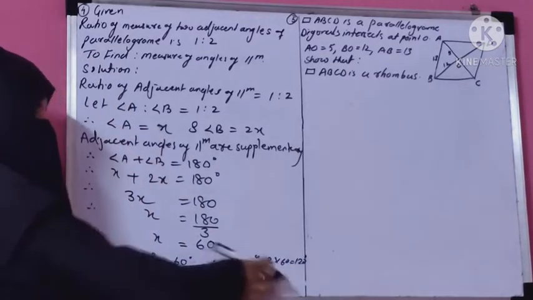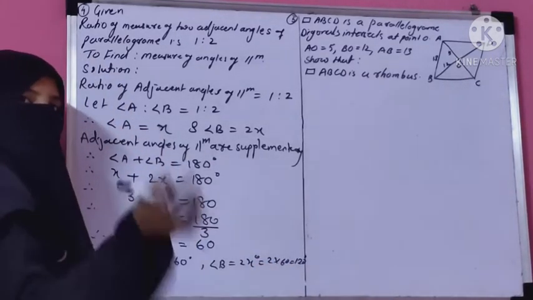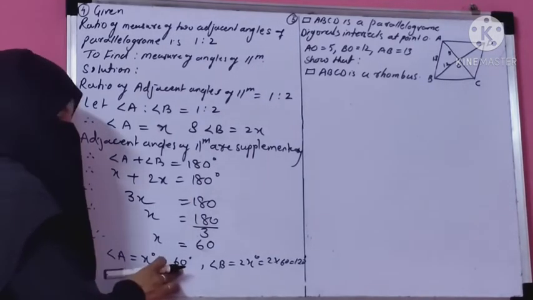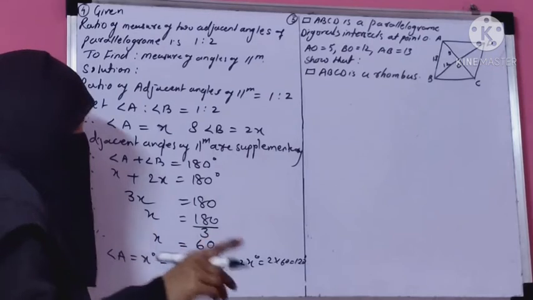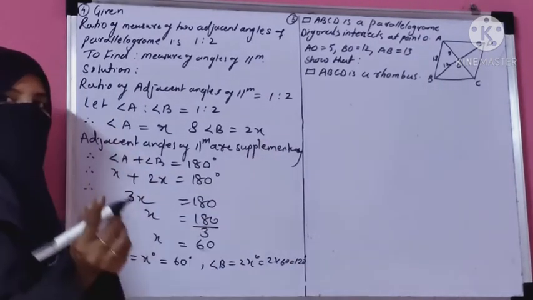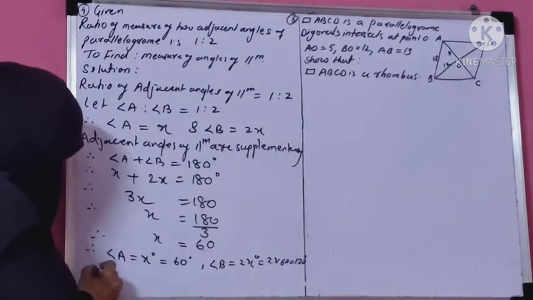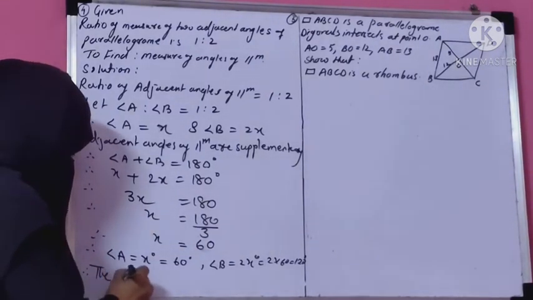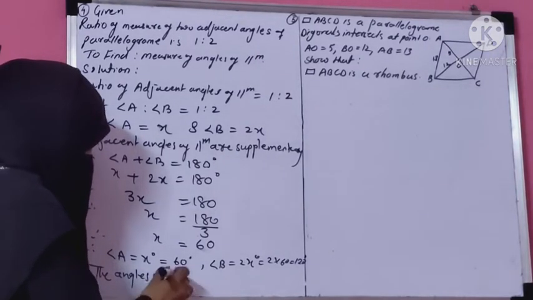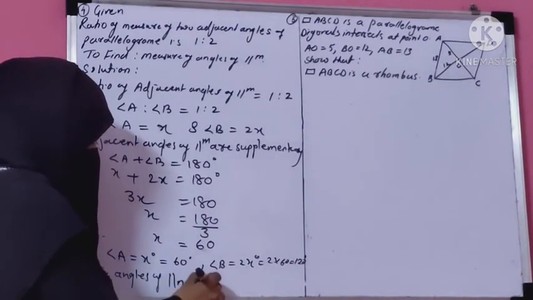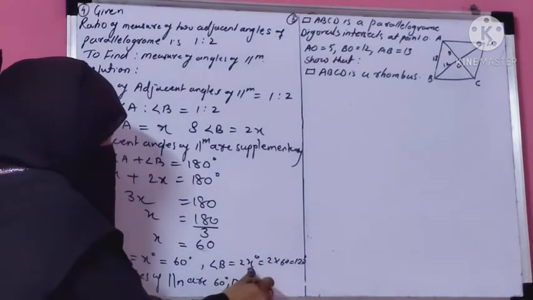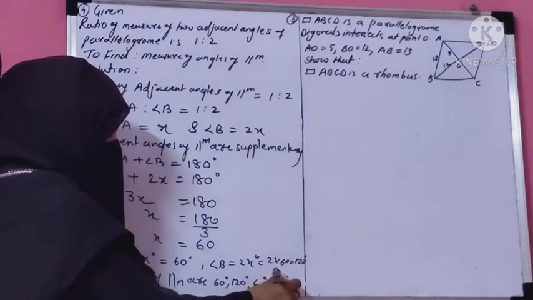Okay. They are the adjacent angles, and we know that the opposite angles of a parallelogram are congruent. So one angle is 60, then the opposite angle is also 60. Here one angle is 120, then its opposite angle is also 120. So therefore the angles of the parallelogram are 60 degree, 120 degree, 60 degree, 120 degree.